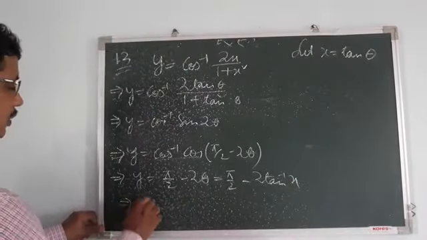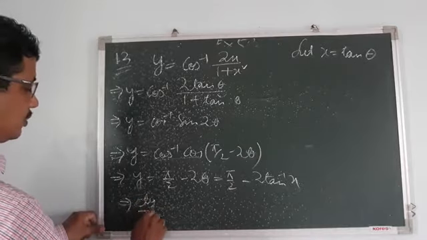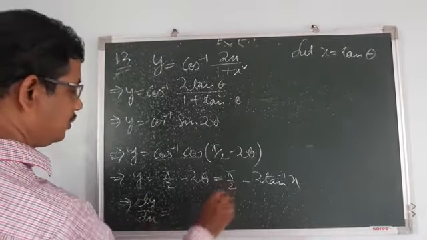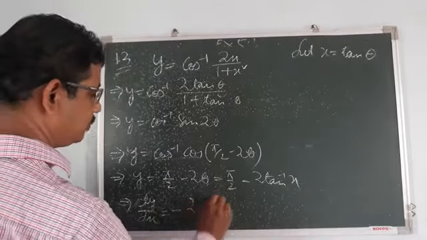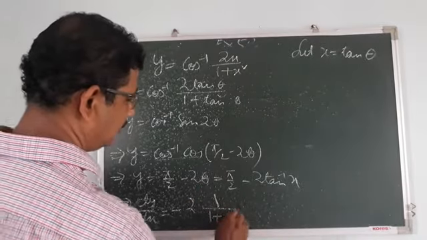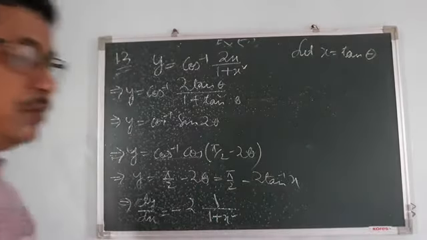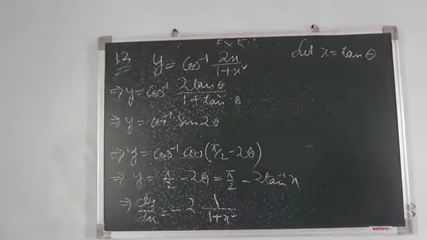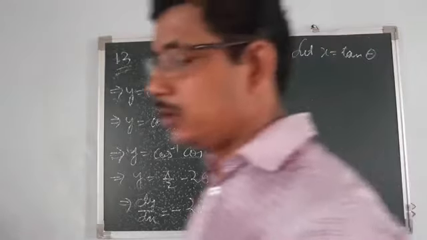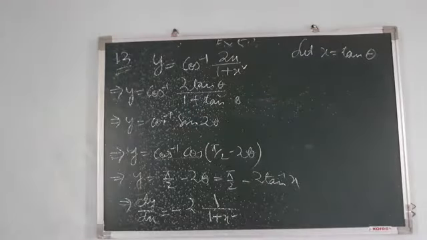So after differentiation, dy by dx: 90 gives 0, this is minus, this is 2, this is 1 plus x square. This also gives the same value, same thing. I have written it in a similar way. So I expect you understood this one. Now question number 14.